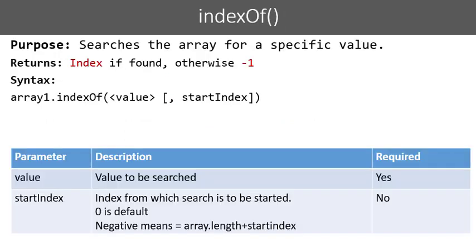IndexOf method works similar to the includes method, but it returns the index of the element instead of a Boolean. So its parameters and search are similar to the includes method. It searches the array for a specific value and returns the index of the element if it is found. Otherwise, it returns -1. Optionally, you can provide a start index from where the search is to be started. If the start index is negative, it is taken as array length plus start index.